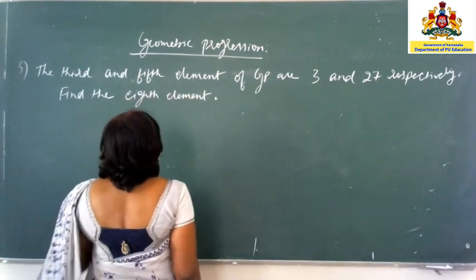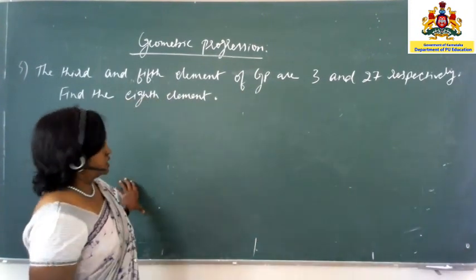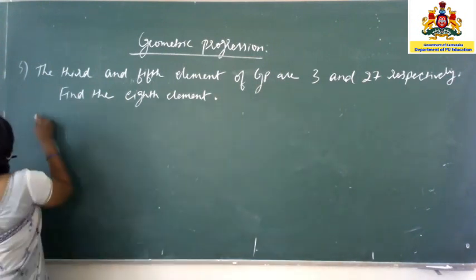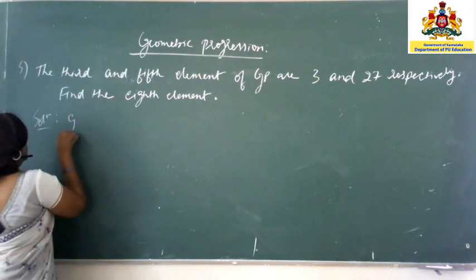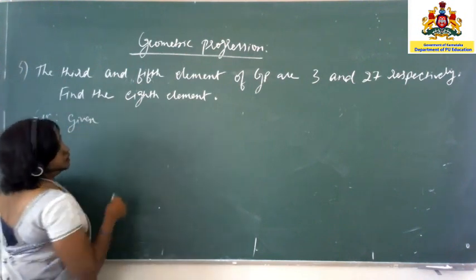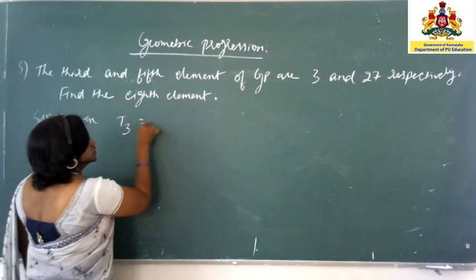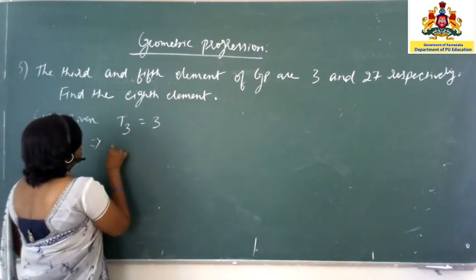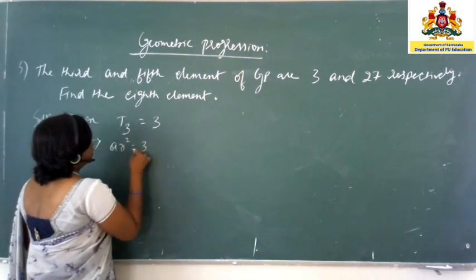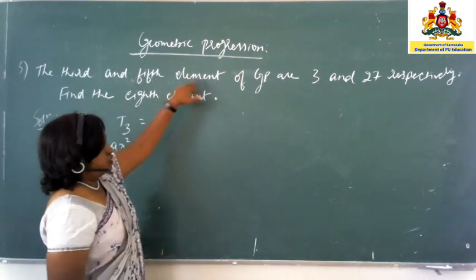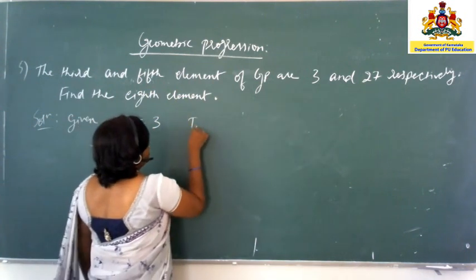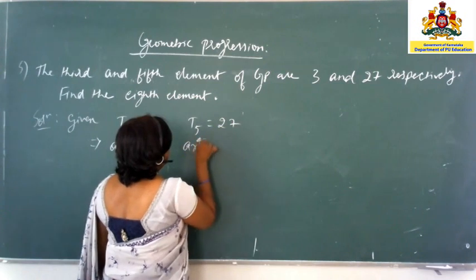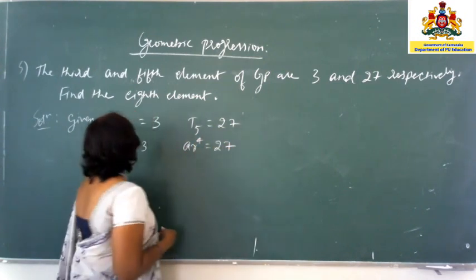Next question. The third and fifth element of a GP are 3 and 27 respectively. Find the eighth element. Given T3, the third element, is equal to 3. So that implies AR square is equal to 3. And the fifth element, T5, is equal to 27. So AR to the power of 4 is equal to 27.